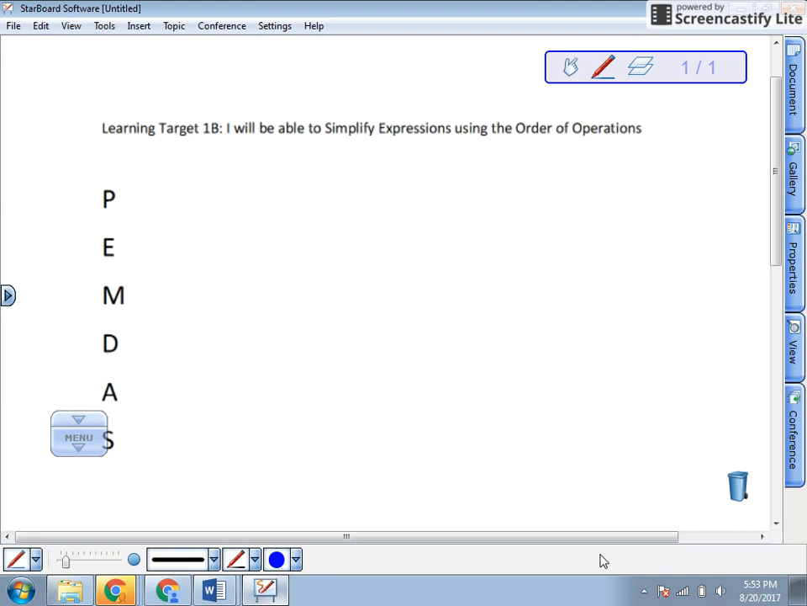In this video, we're going to discuss how to simplify expressions using the order of operations. Something very fundamental, but it is one of the most important skills that we need to know in intermediate algebra. PEMDAS, this is something that we've all seen before. We've probably heard that phrase.